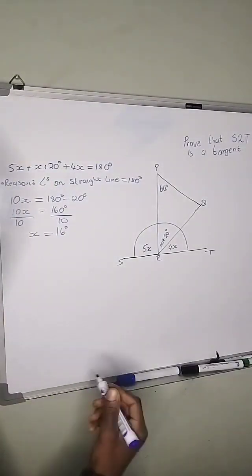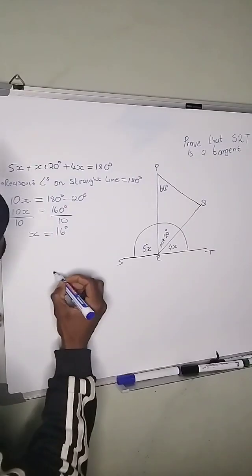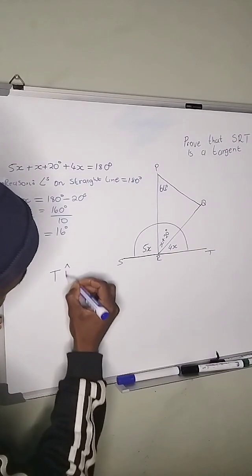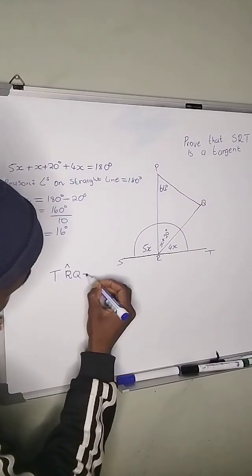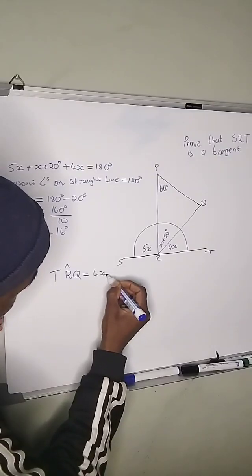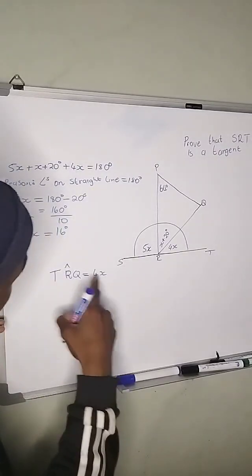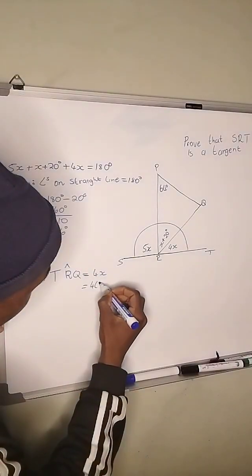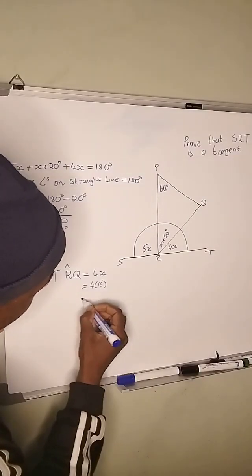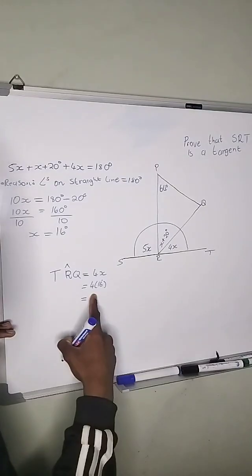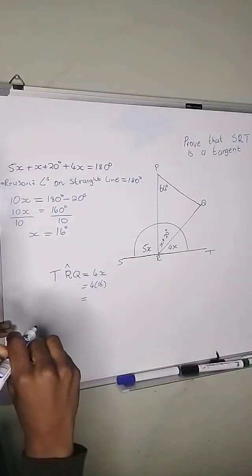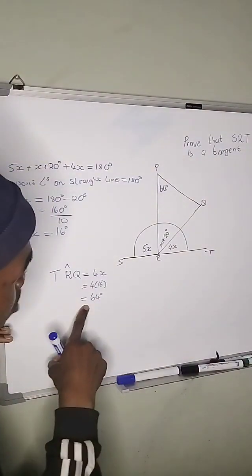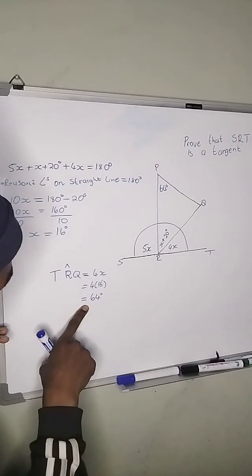So we are going to say angle RQ is going to be equal to 4x. Then since x is equal to 16, it's going to be 4 times 16. What is this going to be equal to if we enter this inside the calculator? So it's going to be 64. So this is going to be 64 degrees.